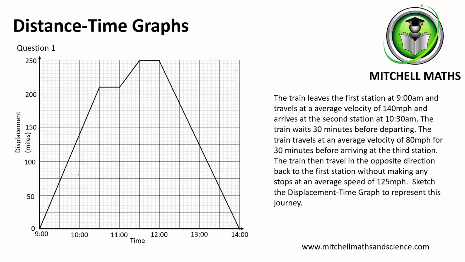So you have the train travelling to the first station, 210 miles, waiting for 30 minutes. Then it travels the remainder of the way to the third station, waits for 30 minutes, and then it travels back at 125 miles per hour without making any stops. So you have no pauses on the way back.